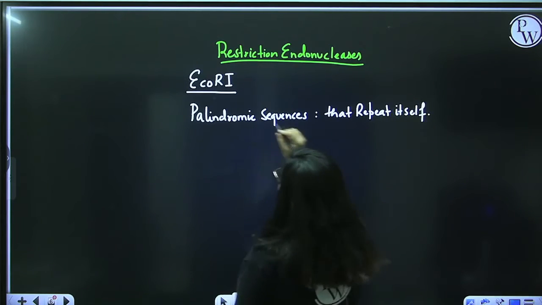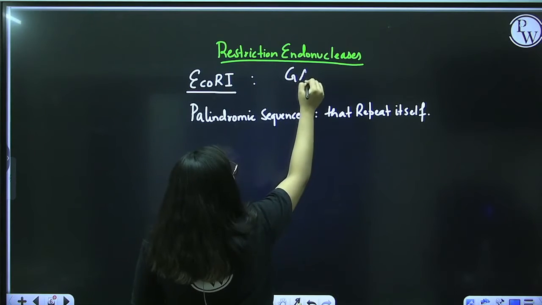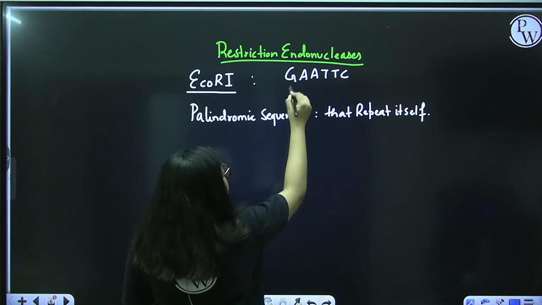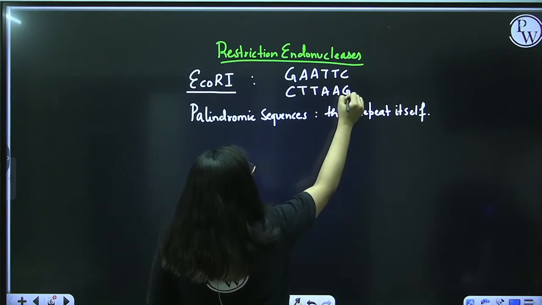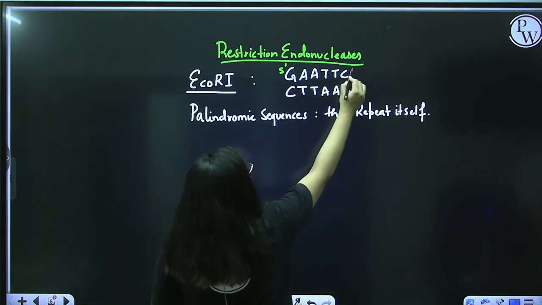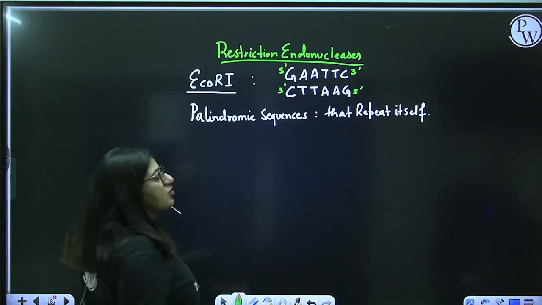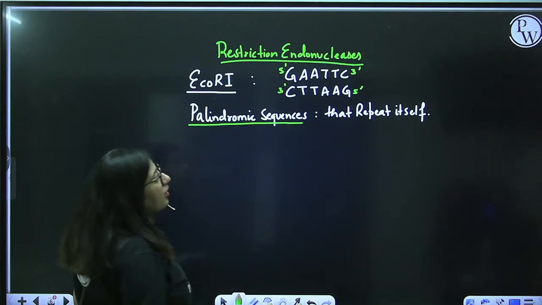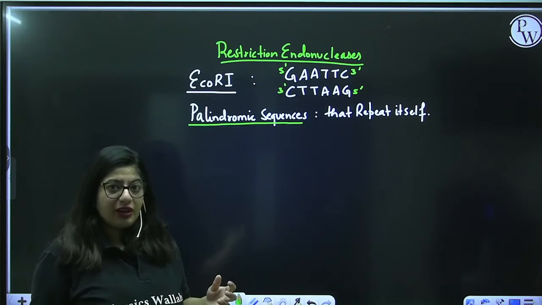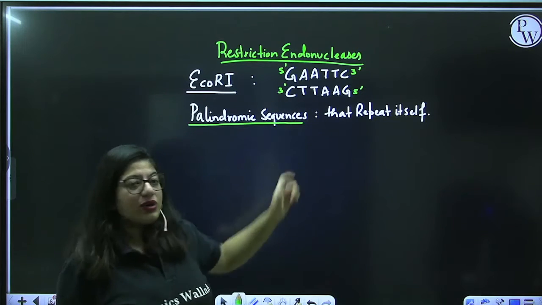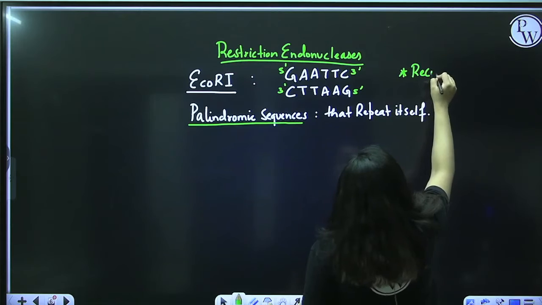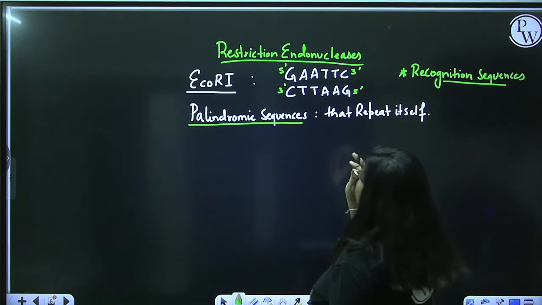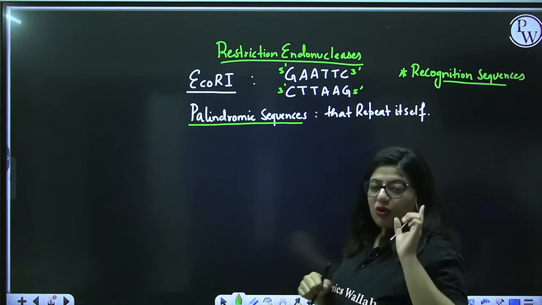For example, if I have this restriction enzyme EcoRI, it will have this sequence, sorry, CTTAAG. So this is a recognition sequence to which EcoRI, your restriction endonuclease, can bind. And these are always palindromic, they will repeat themselves. Because EcoRI is a restriction enzyme, in the entire DNA it can only identify this sequence. So these sequences are known as recognition sequences. They are always palindromic, that means they will repeat themselves. You can see GAATTC, GAATTC. They will always repeat themselves.